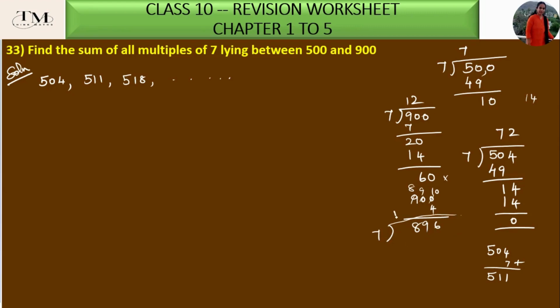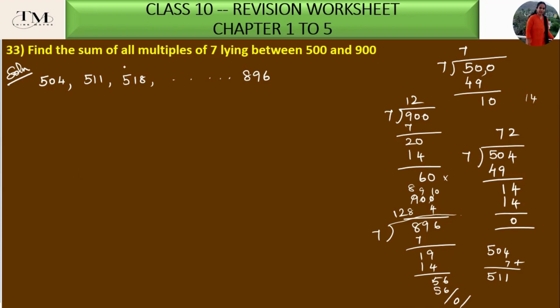So 1 seven is 7. Balance 1, 19. 2 sevens are 14. 19 minus 14 is 5. 56, 8 sevens are 56. So the last number will be 896. Now we have formed the AP.